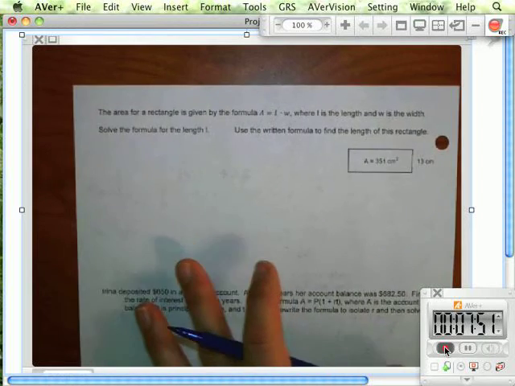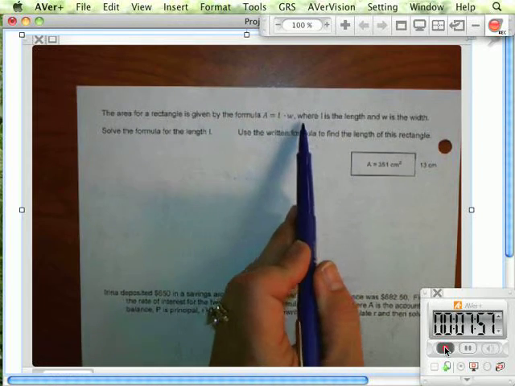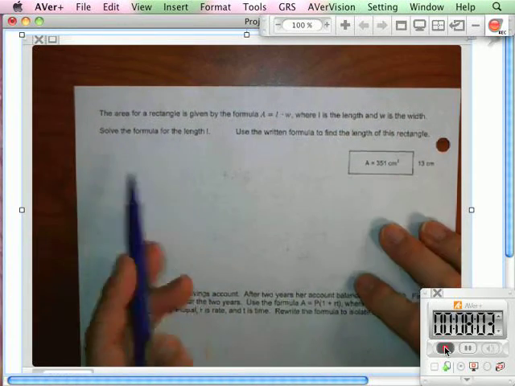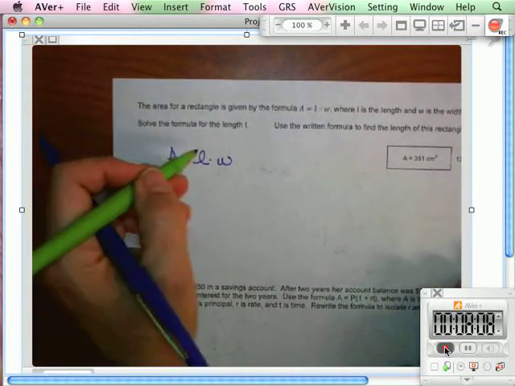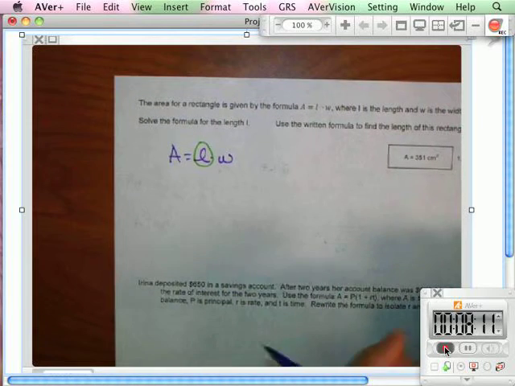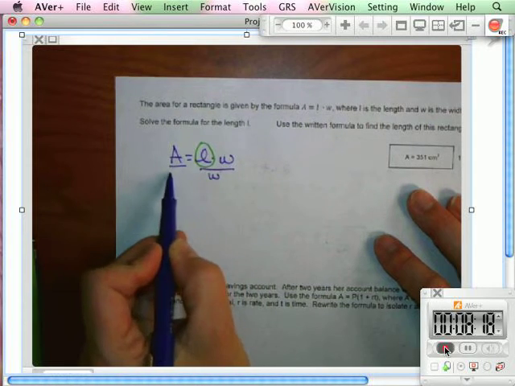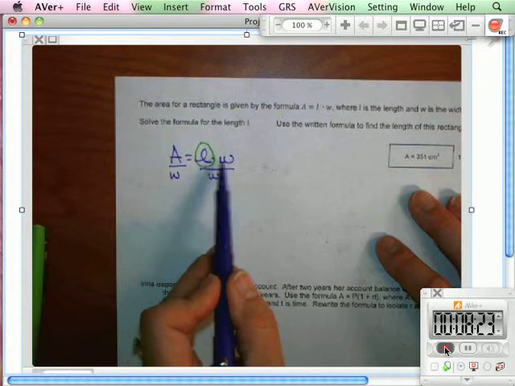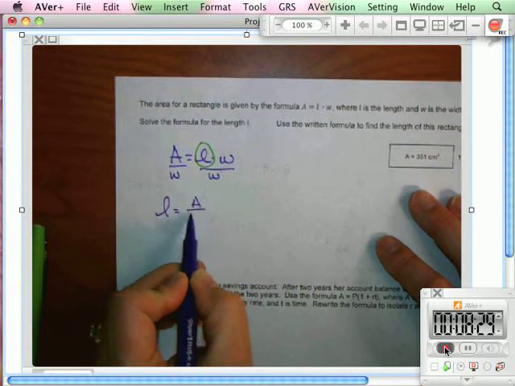All right, let's do some more on the back here. The area for a rectangle, this is when you're going to rewrite formulas here, is given by this formula, area equals length times width, where L is the length and W is the width. Solve the formula for the length L. So there's the formula. I want L by itself. What should I do? Divide by what? W. Divide both sides by W. There's no A. I want L by itself. L has W being multiplied by it, so I have to undo that. So L equals A over W.